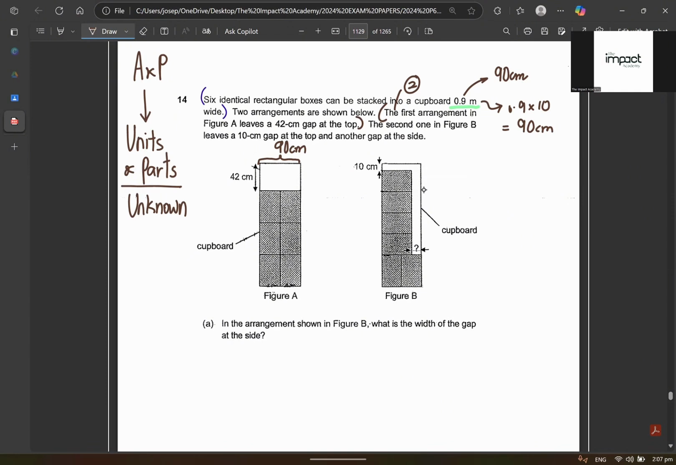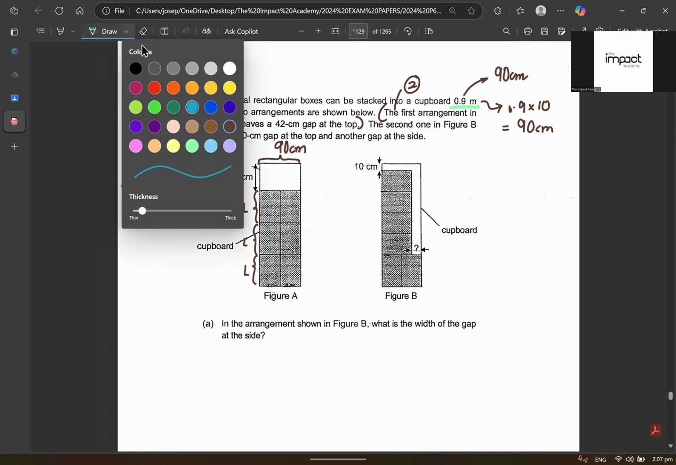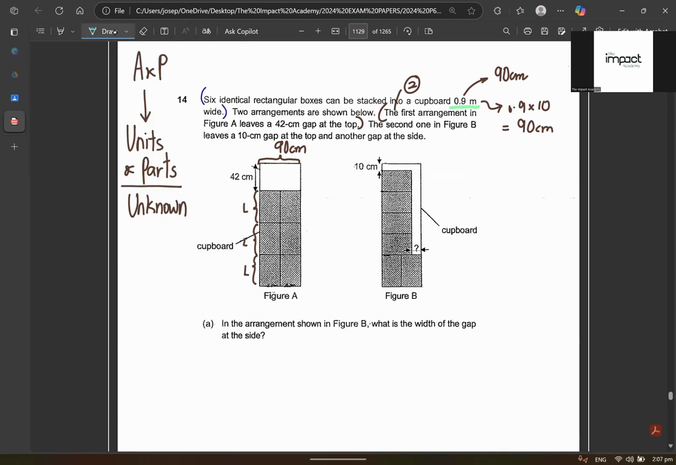For example, when it comes to this, what is this called? This is called the length. This is also called the length. This is also called the length. Agree or disagree? And then of course we also have the figure B over here. This entire thing is called the breadth. This is also called the breadth, and this is also called the breadth. And this is called the length.